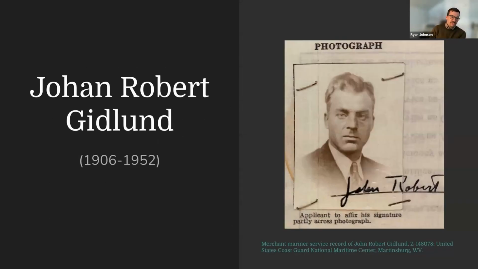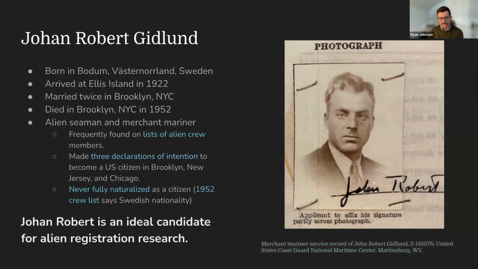I want to start by introducing you to one of my great-grandfathers. This is Johann Robert Gidland, who lived from 1906 to 1952. He was born in Sweden, came through Ellis Island in 1922, married twice in Brooklyn, and died there in 1952, but in between had crisscrossed the seas of the world as a seaman and a merchant mariner.